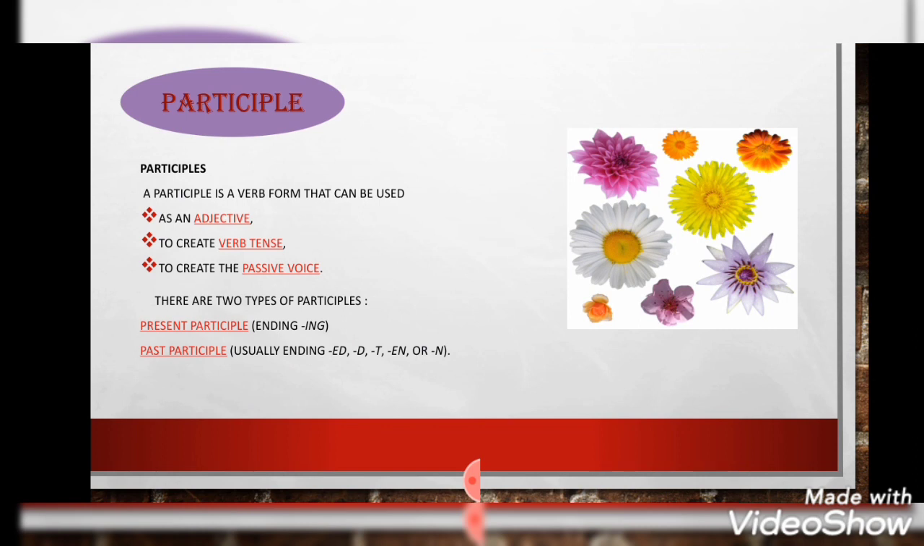Okay, now participles. A participle is a verb form that can be used as an adjective, to create verb tense, or to create the passive voice. There are two types of participles, one which will end with ing and another one which usually ends with ed, d, t, en or n, which we call past participle, like dream, dreamed, dreamt, like, liked, liked, love, loved, loved. These are the participle, means the ed part is the participle.